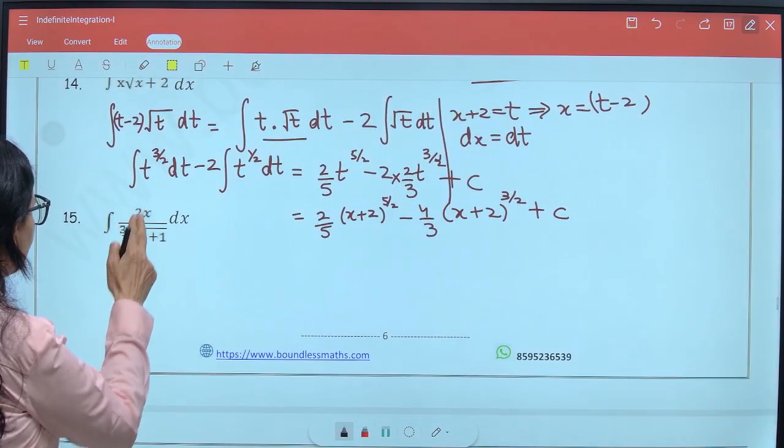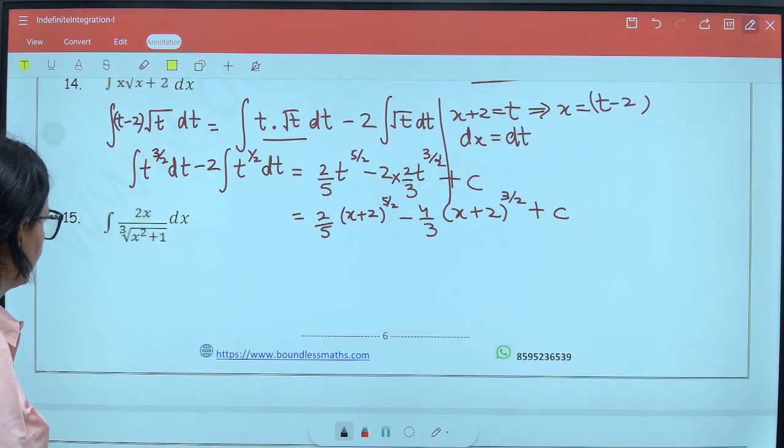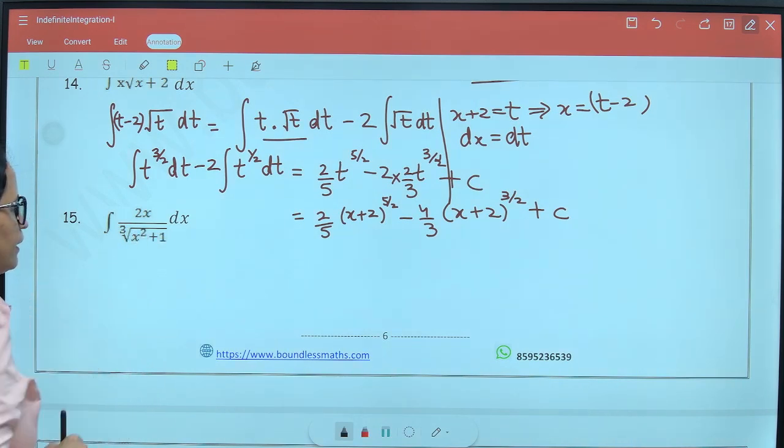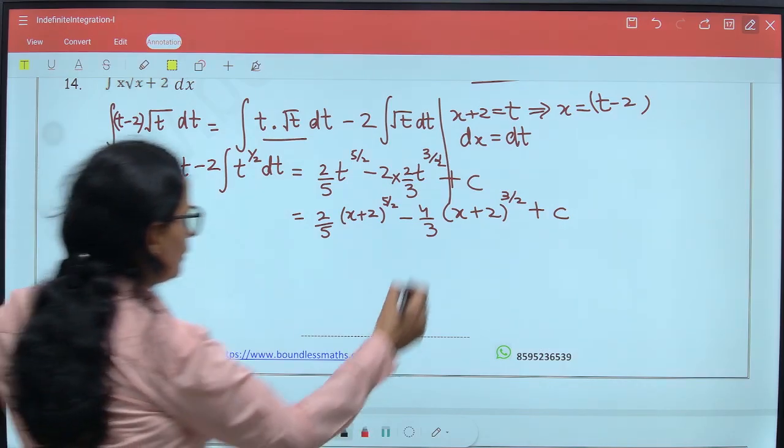Next question is 2x upon cube root of x square plus 1. Now here you have something under the radical sign and the power is 3 by 2. Right? So whatever is under the radical sign, put it as t.